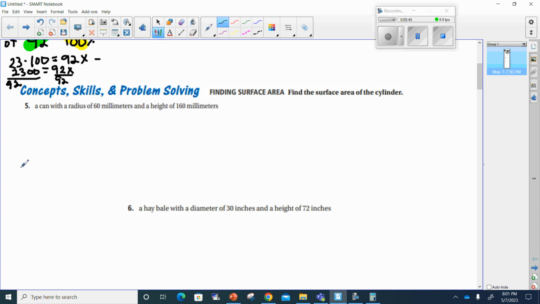And if I'm drawing a can, I know with a can we have a circular bottom, and then the can's going to come up, and then there's going to be a top of the can. So it might look something like this. What they're saying is the can has a radius of 60 millimeters. So a radius is from center of the circle to the end. So they're saying that equals 60. And this says a height of 160. That means from here to here is 160.